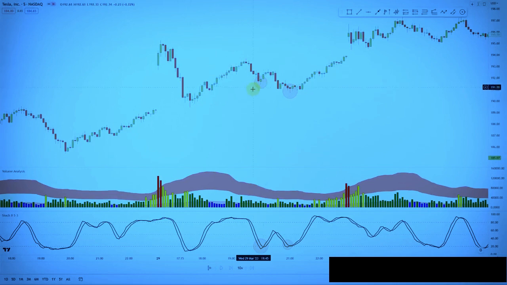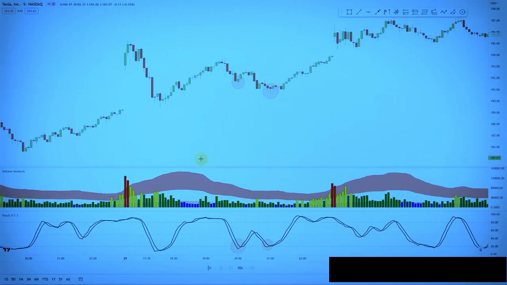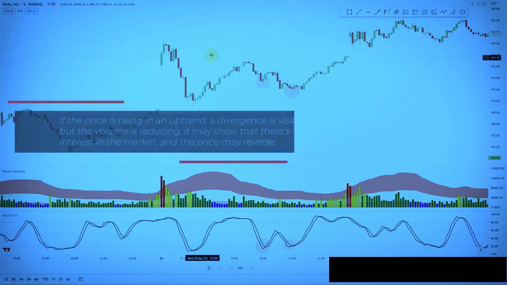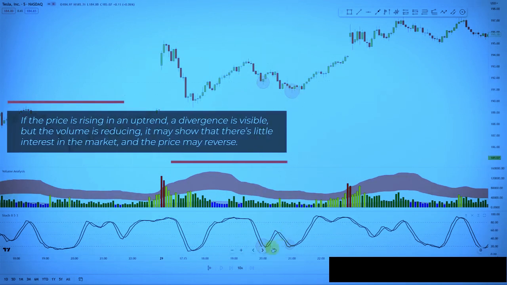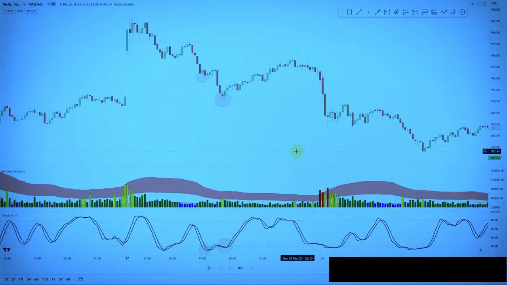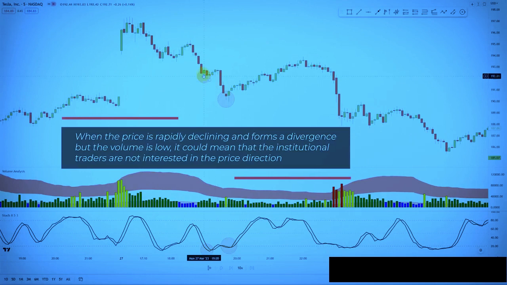Volume brings many advantages and could be of tremendous help when it comes to analyzing divergences. If the price is rising in an uptrend, a divergence is visible, but the volume is reducing, it may show that there's little interest in the market, and the price may reverse. Similarly, when the price is rapidly declining and forms a divergence, but the volume is low, it could mean that the institutional traders are not interested in the price direction, so the price might soon reverse to the upside.